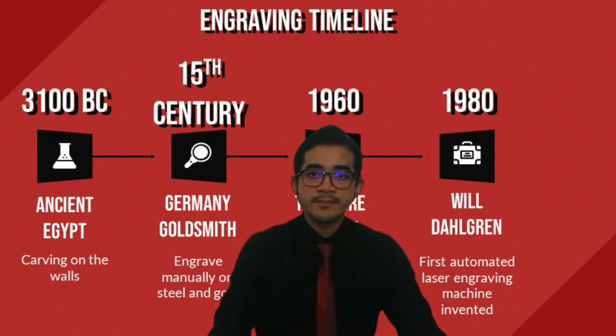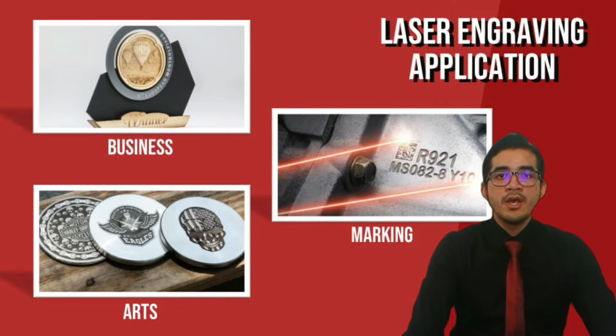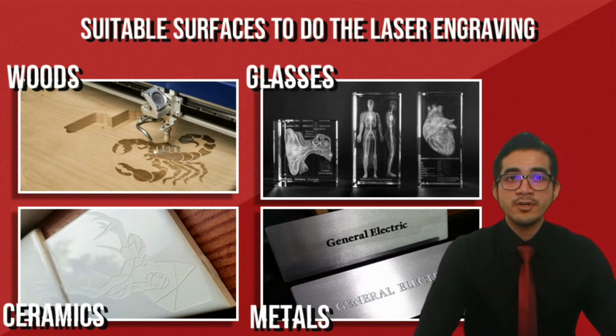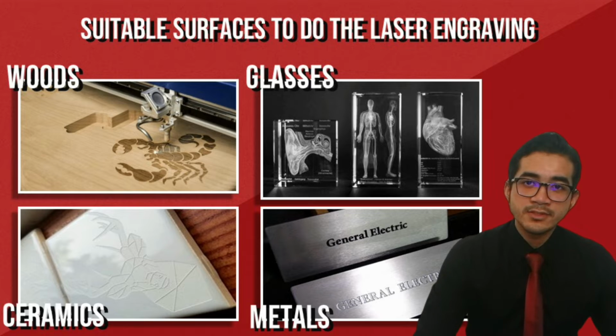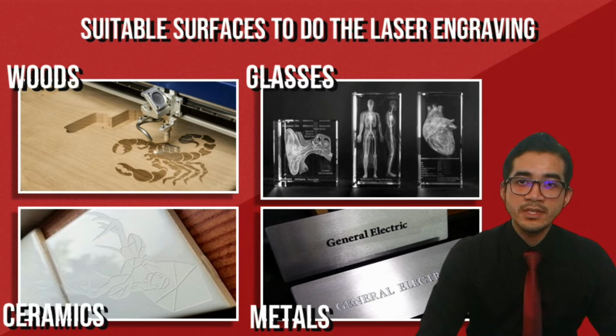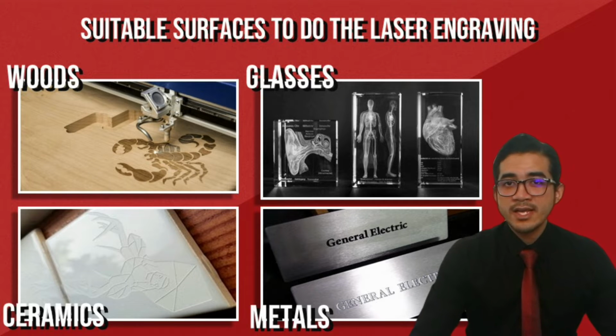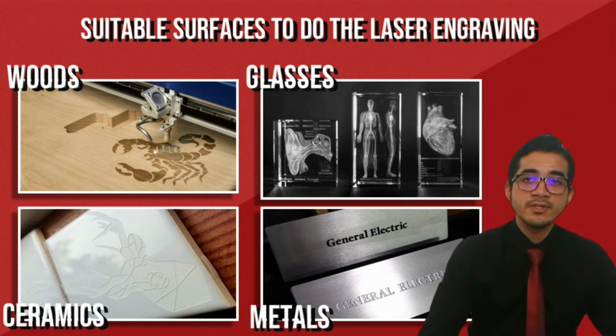The figure beside me shows the laser engraving application. It can be used for business, for marking applications, and for arts making. Next, we're going to talk about the suitable surfaces for laser engraving. Typically, laser engraving is found on metals, but it is not limited only to metals. It can engrave wood, glass, ceramics, maybe stone, and some other suitable surfaces.